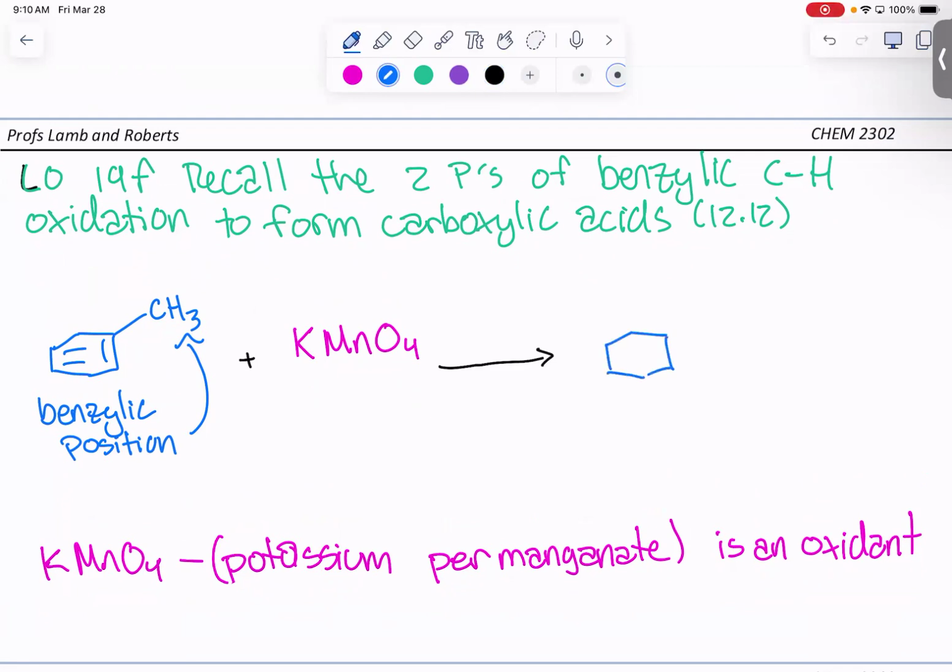So let's see what we get out here. Our learning objective says we're going to form a carboxylic acid. That is, in fact, what we will do. All right, so here's our carboxylic acid. So this is just a 2 Ps. You just need to remember this reagent, which is potassium permanganate.